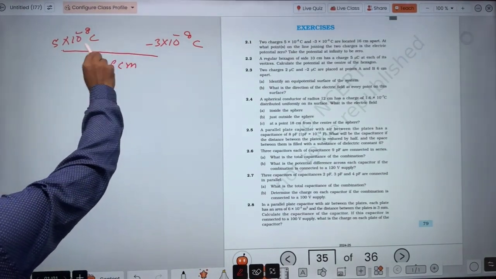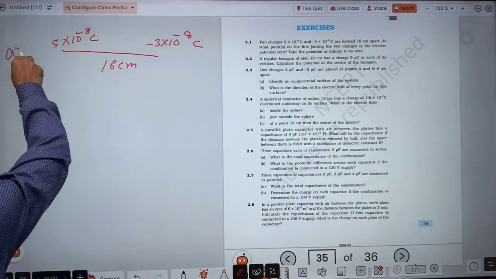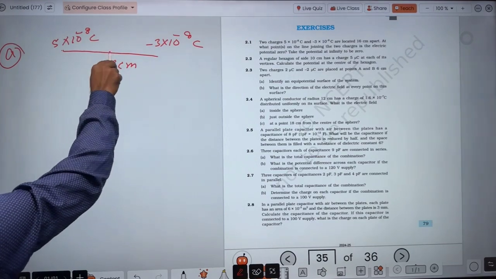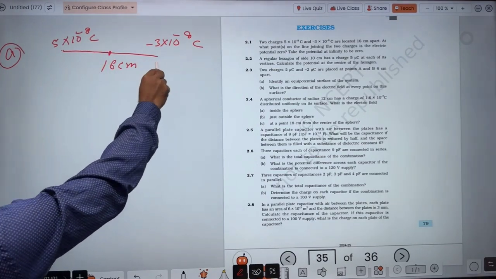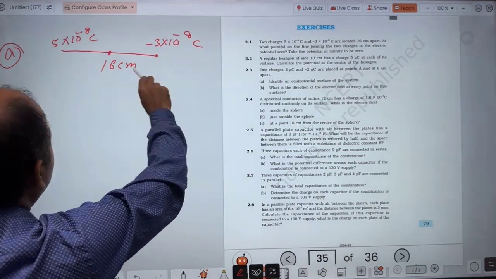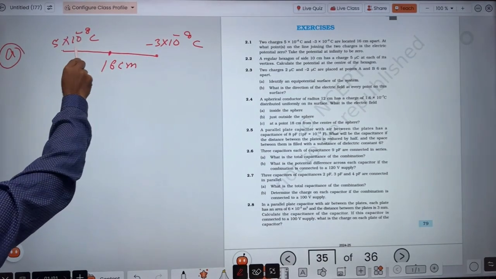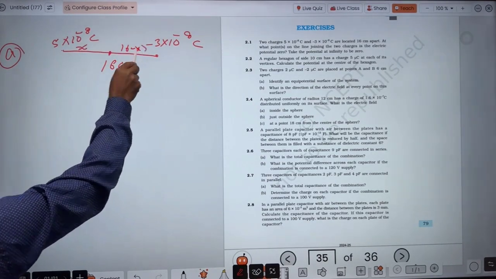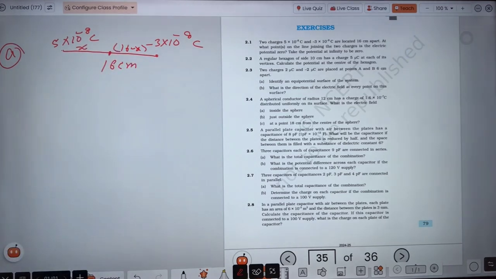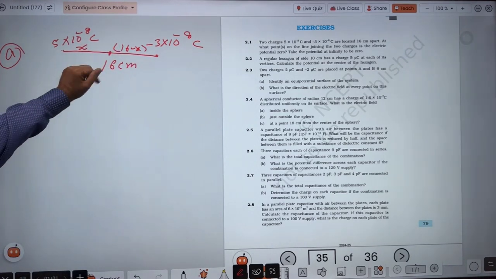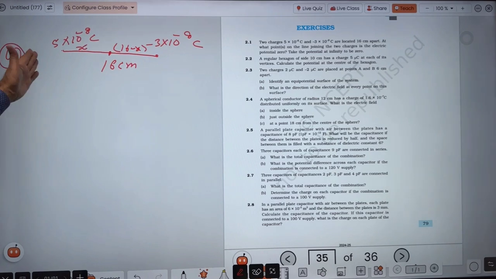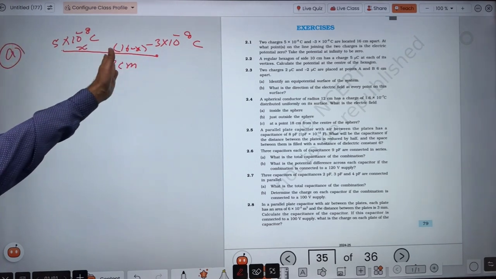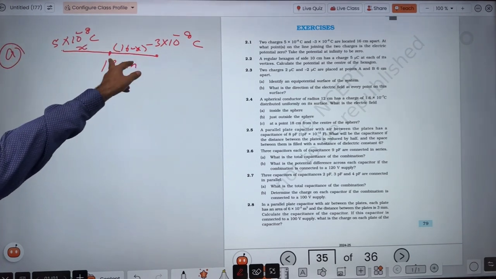So first consider case number 1. We are taking a point here. Later on, the second point we will consider another way that I am going to tell you. So let's write this distance as x, so this will become 16 minus x, both in centimeter. At this point, potential is 0. It means potential due to this must be equal and opposite to potential due to this.